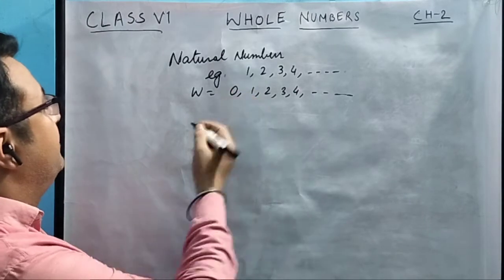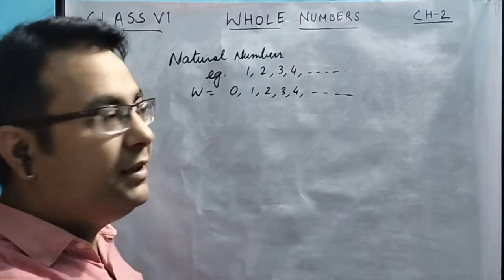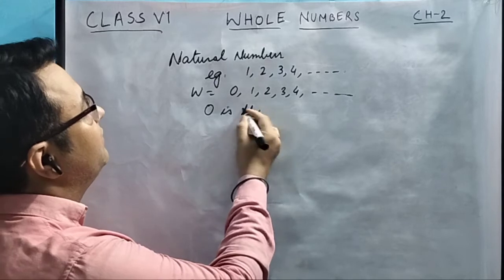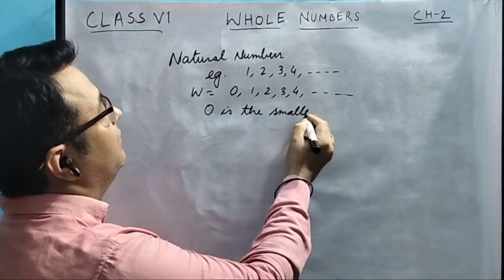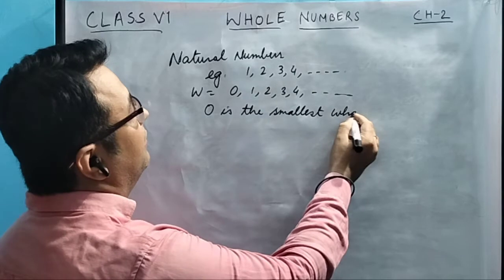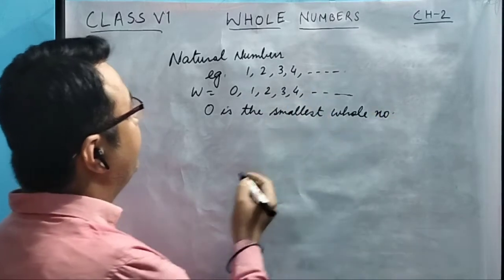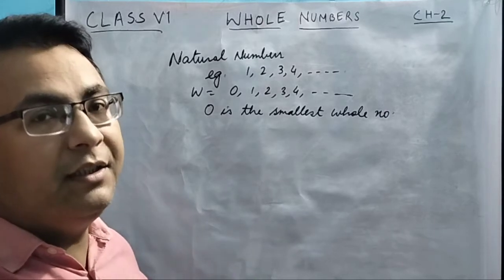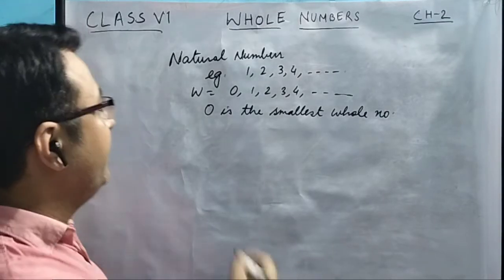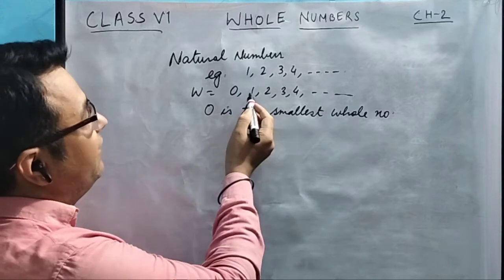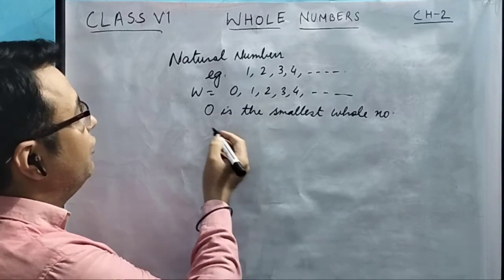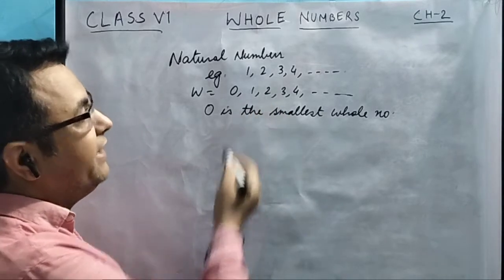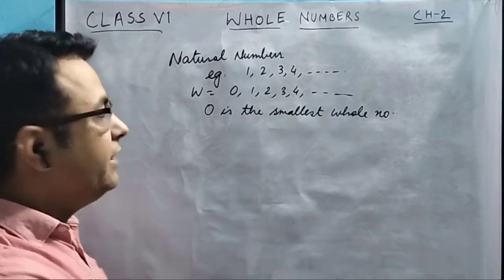So let us see some properties of whole numbers. First property is 0 is the smallest whole number. Second thing, every whole number is smaller than the whole number on its right. That is, here 1 is on the right side of 0, so 0 will be smaller than 1. Similarly, 2 is on the right side of 1, so 1 is smaller than 2.